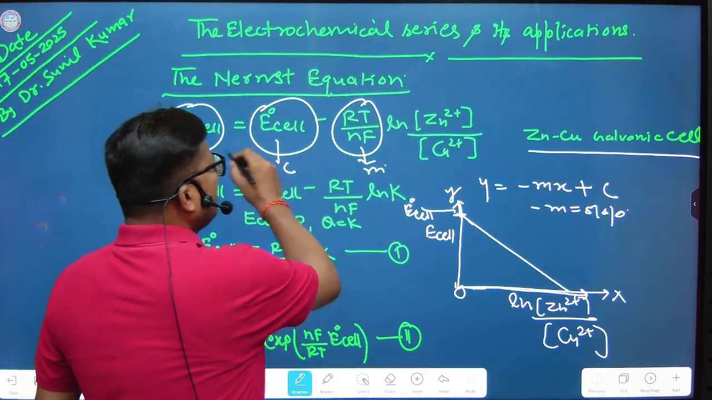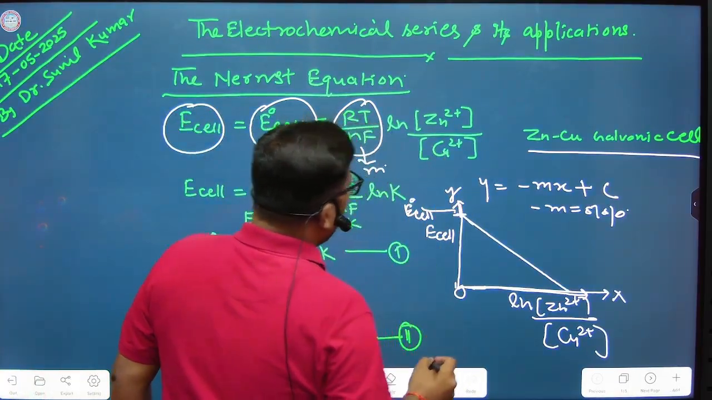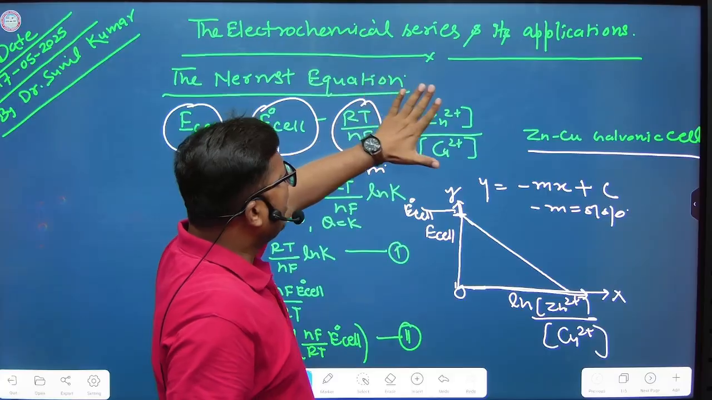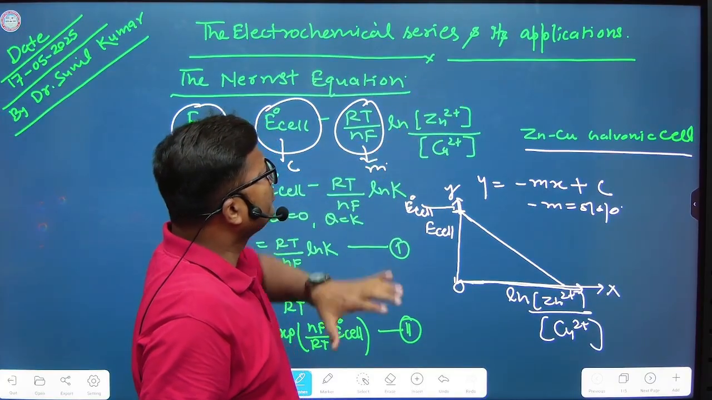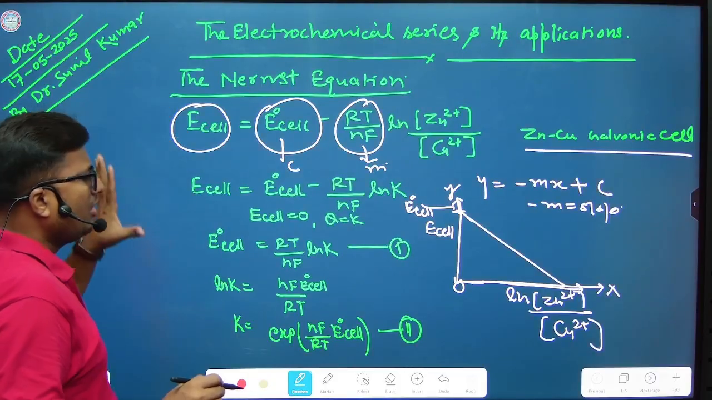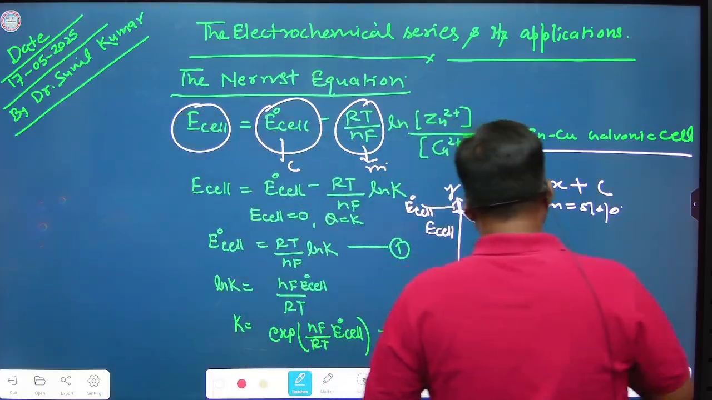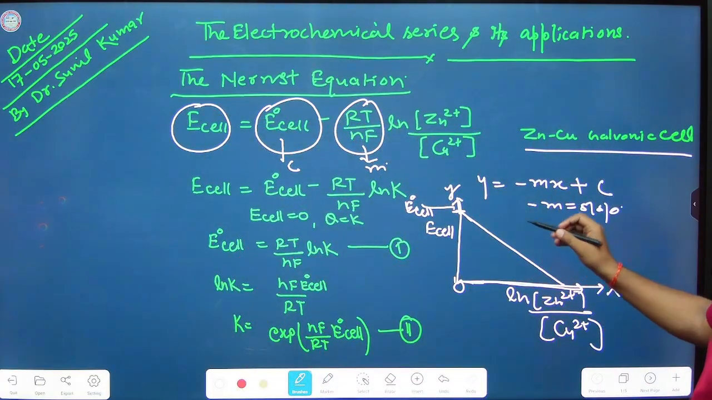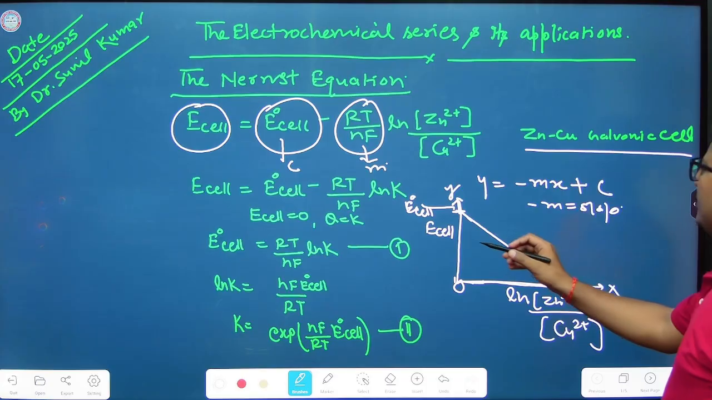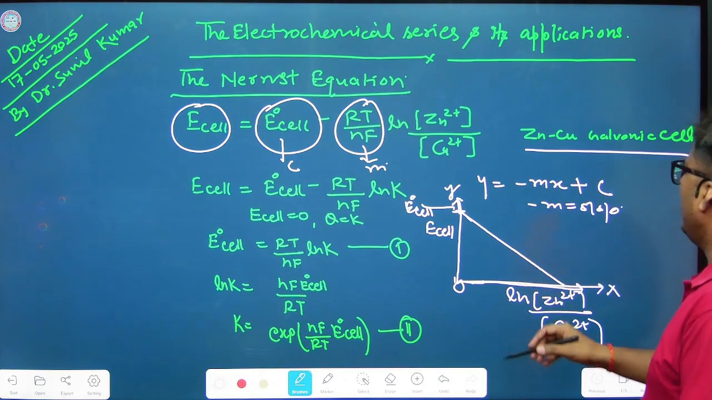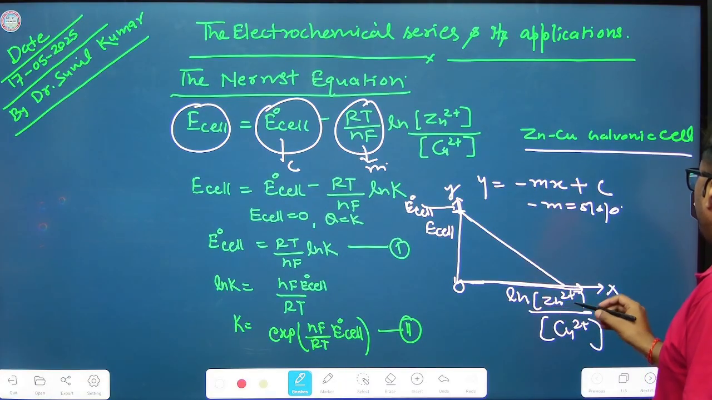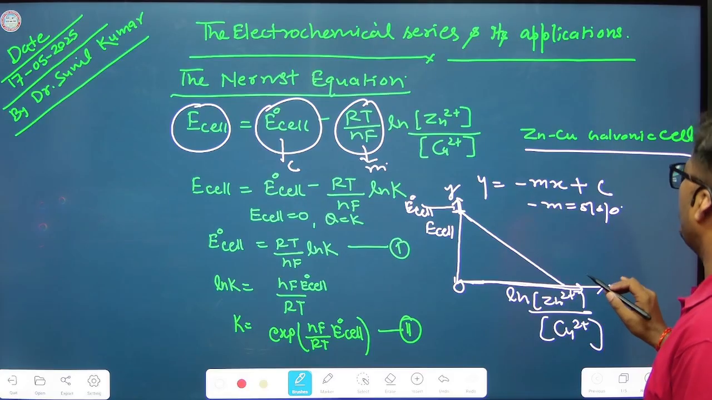So this equation clearly signifies that the value of this term decides whether the cell potential will be high or low. The graphical representation of the Nernst equation looks like that: electrochemical cell potential linearly decreases with respect to ln of Zn2+ over Cu2+.